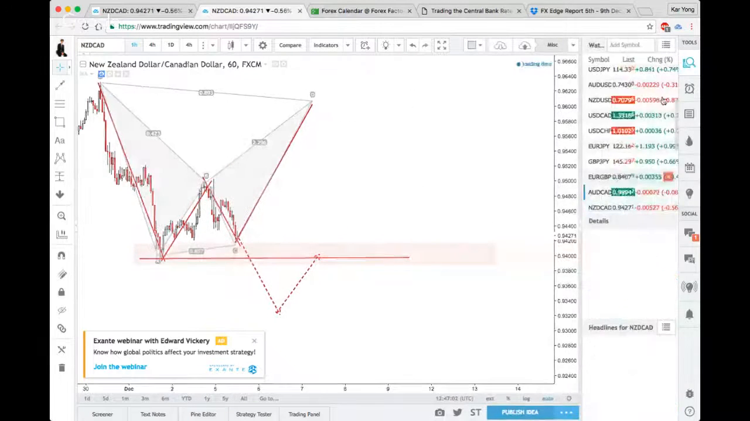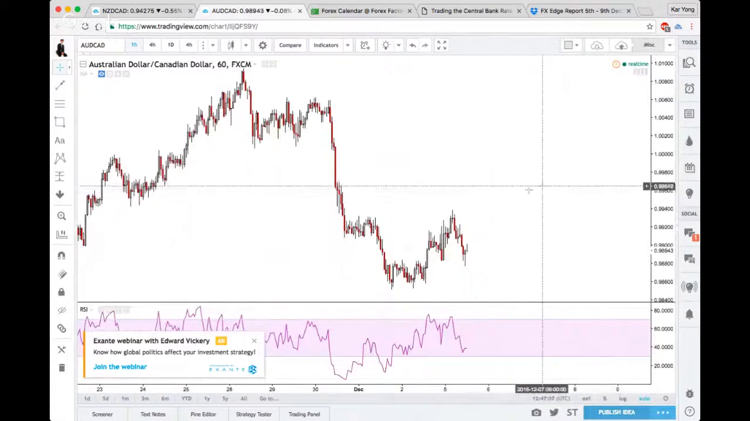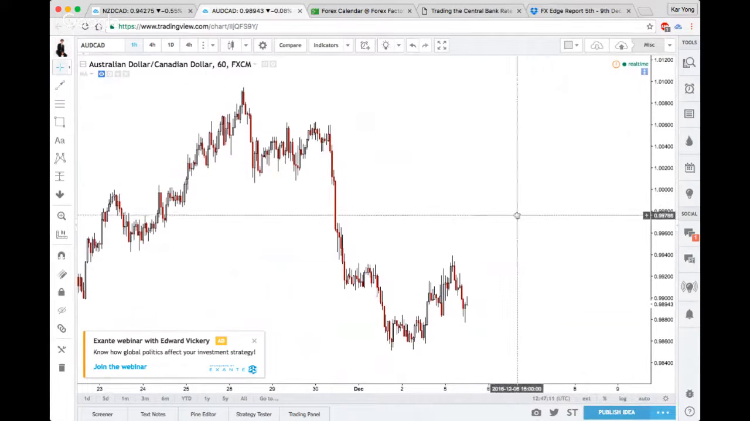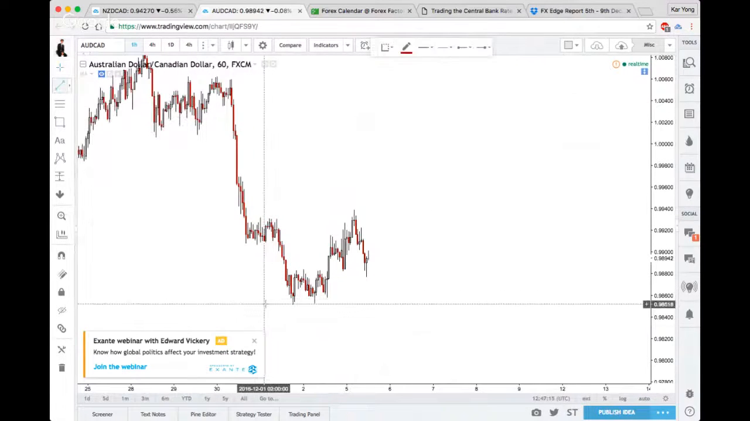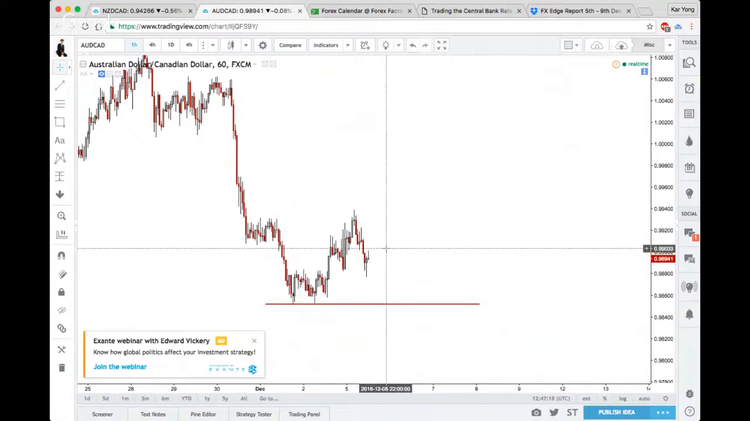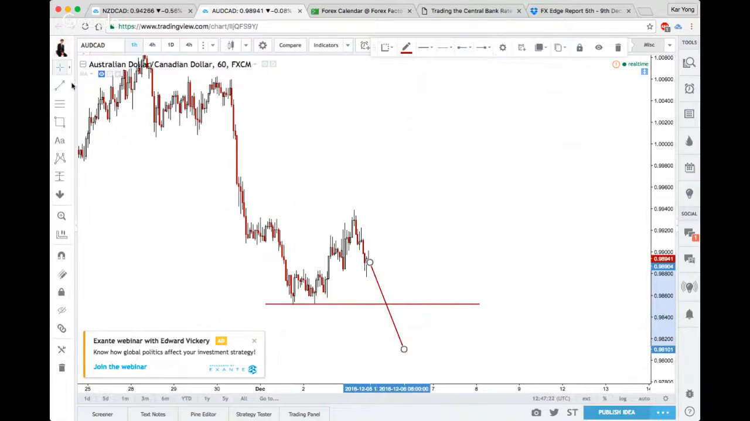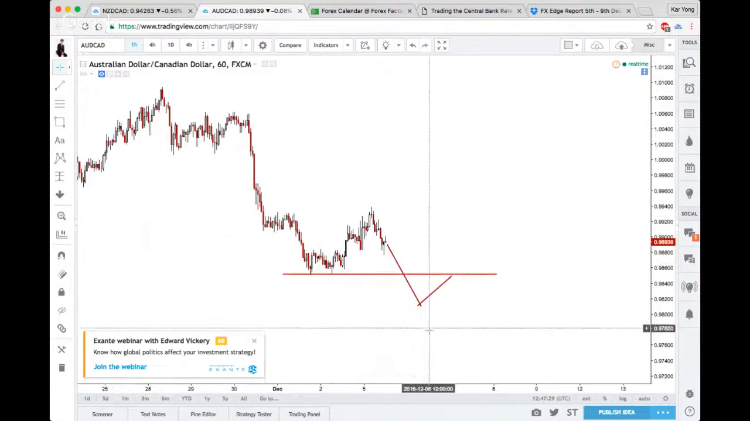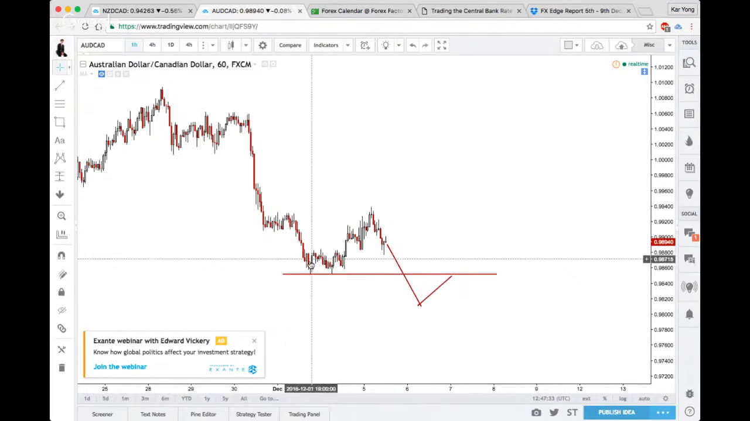Very similar to Aussie Canadian. As of now, you do not have a pattern, but wait for this low to be broken, and then you would have a 1, 2, 3, 4 setup. If price does this and then decides to come back up, then you have a 1, 2, 3, 4 setup. Then wait for the retracement, and you can take that short trade at the previous structure over here.